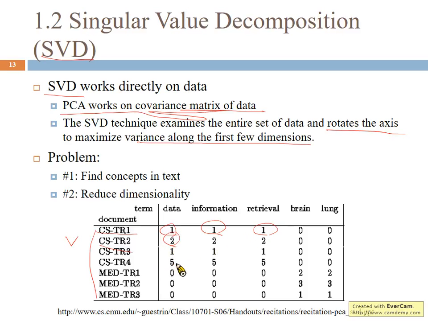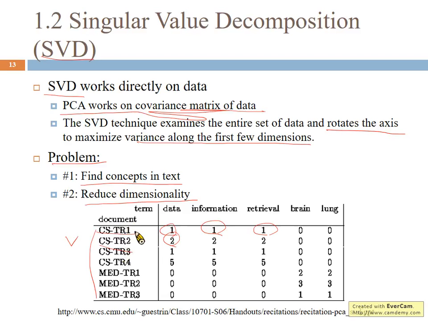So here, according to the number or the frequency of each word's appearance, we may be able to discover the implicit concept in each document. So now we want to solve the following problems. The first one is to find concepts in text. The second one is to reduce the dimensionality of each document.